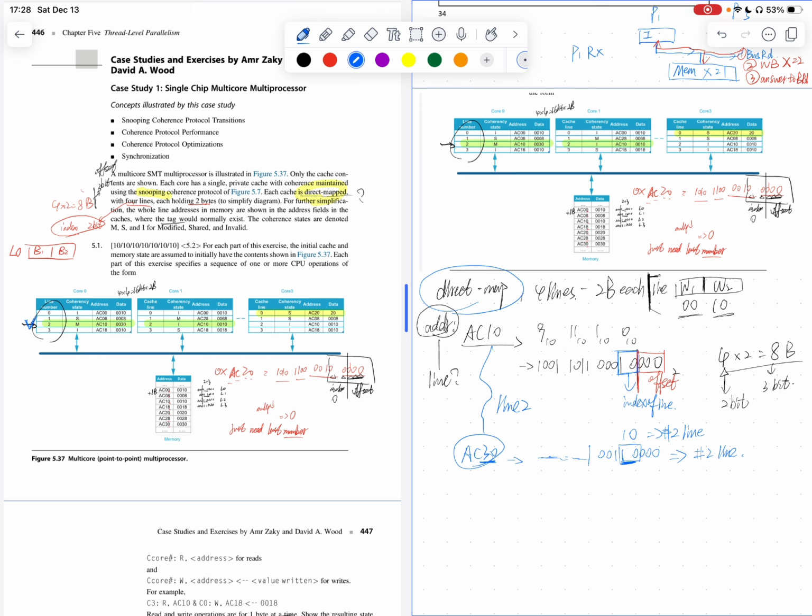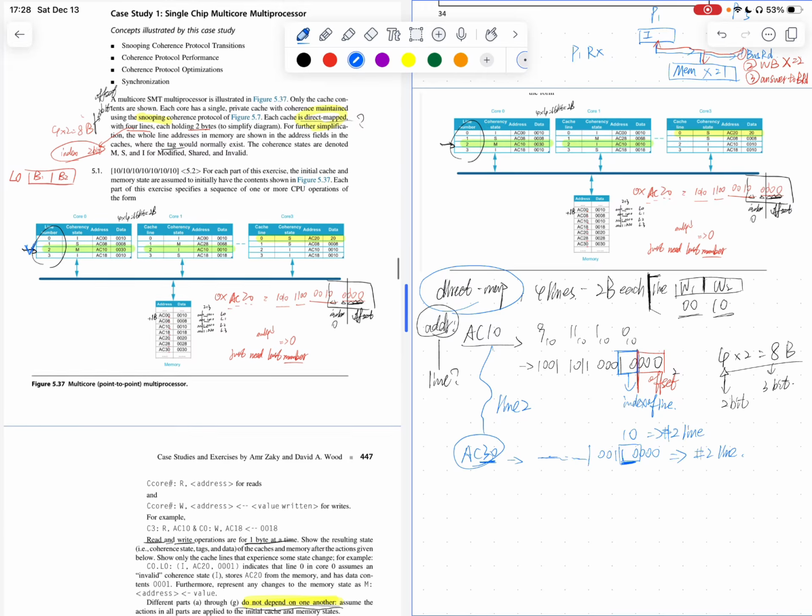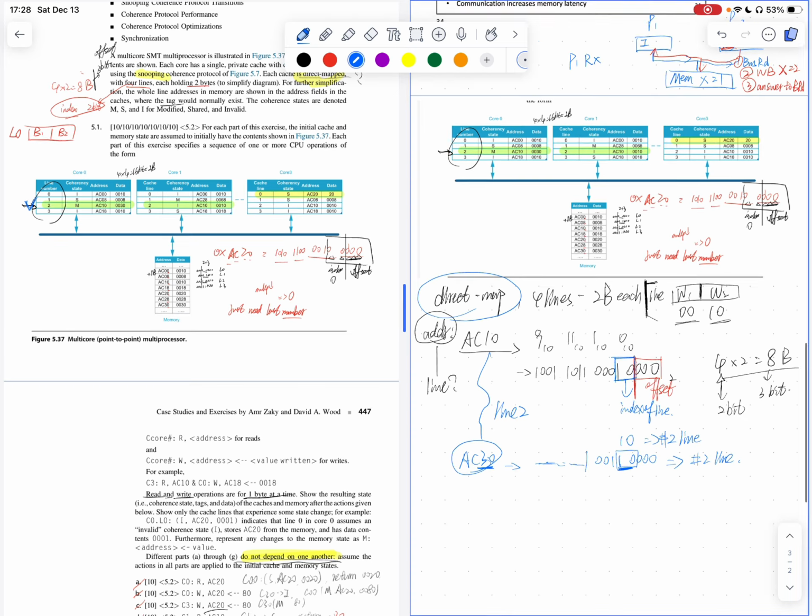Okay. So is there anything else we may need to learn? I think that's some information from the questions. So let's go for question 1.